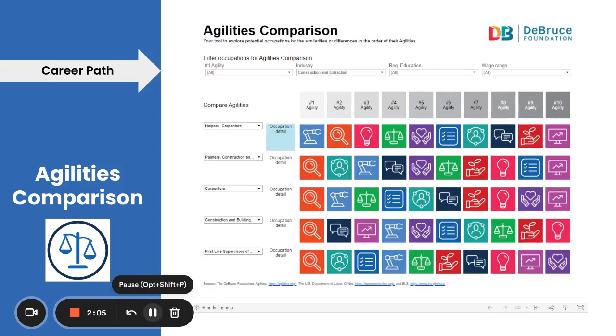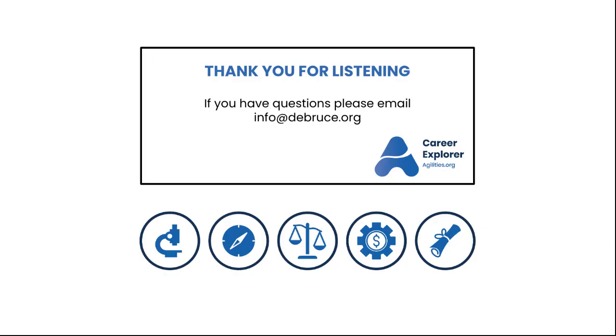You can also look at occupations you would like to have from entry level to senior level and which agilities you'll need to grow over time. This is an example from the construction industry. Remember, this is only one example of how you might expand your career pathways using the Career Explorer tools.